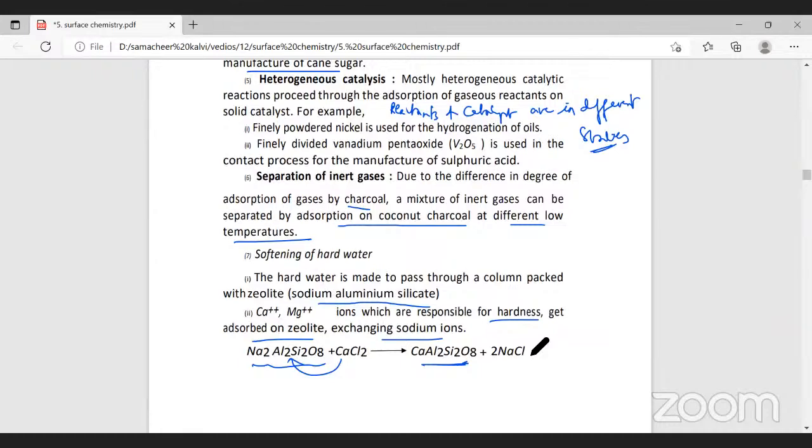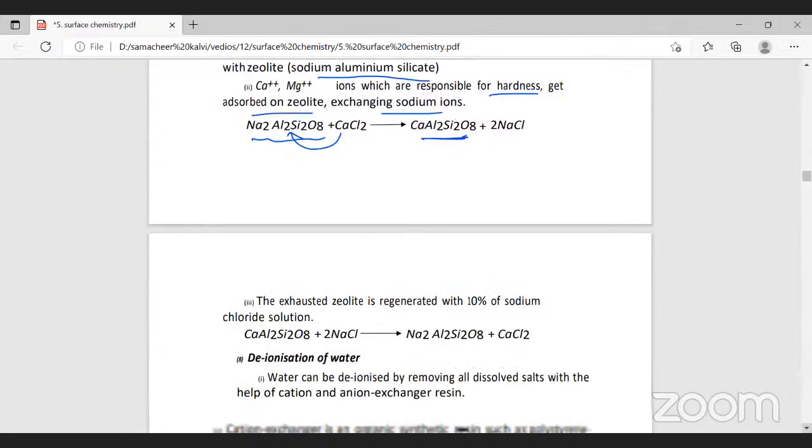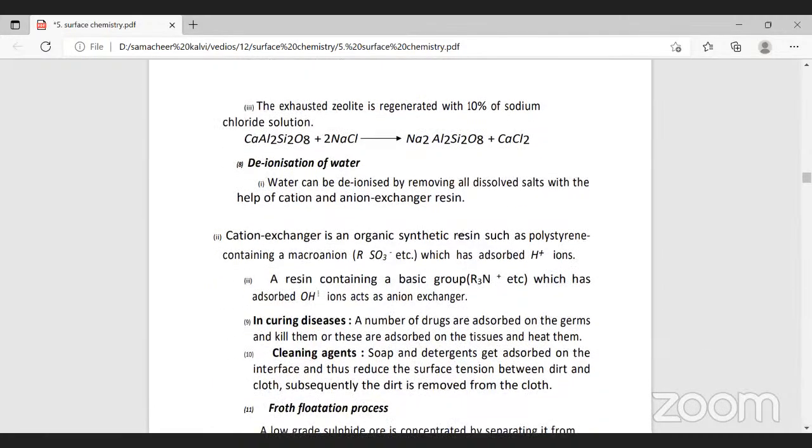So these are the applications of adsorption. We have learned seven or eight applications, and we have a few more. The exhausted zeolite is regenerated with 10% sodium chloride. So these zeolites, sodium aluminum silicates, can be regenerated.